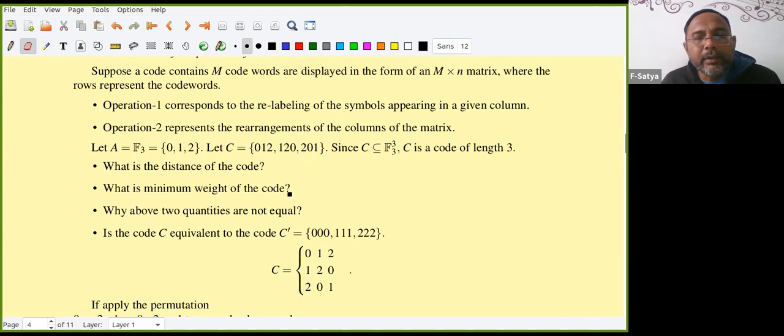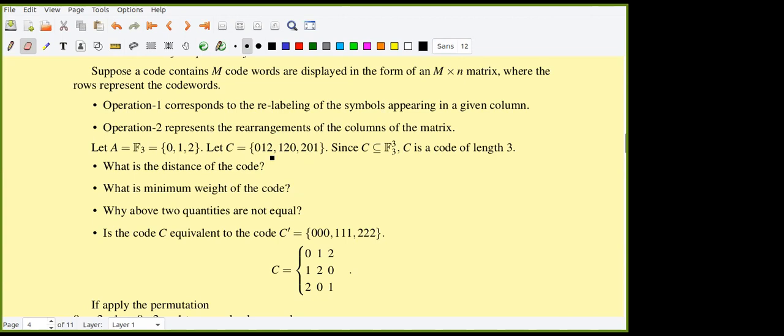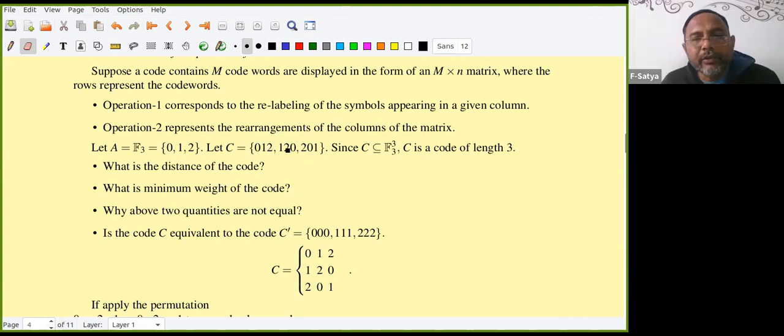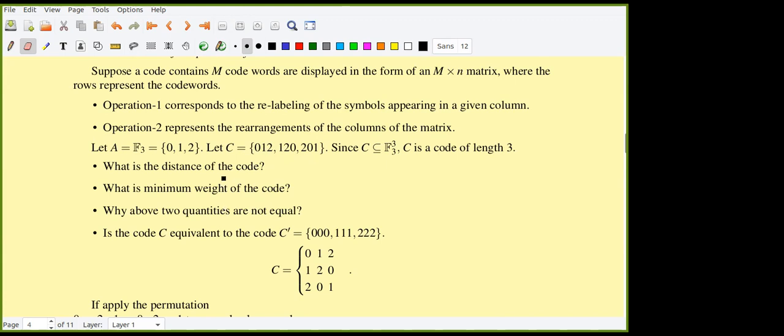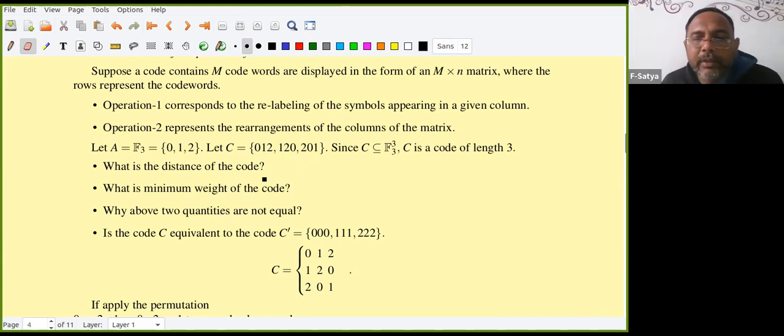What is the minimum weight of the code? The weight of this code word is 2, and this one is also 2. Why? Weight means the number of non-zero symbols. Here there is a 0, here 0, here 0 is there. So the weight of each code word is 2, 2, 2. The minimum weight is also 2. Why are the above two quantities not equal? In general, only for a linear code are they equal. If it is a non-linear code, then they are not. We cannot guess that. So just revising it through an example.